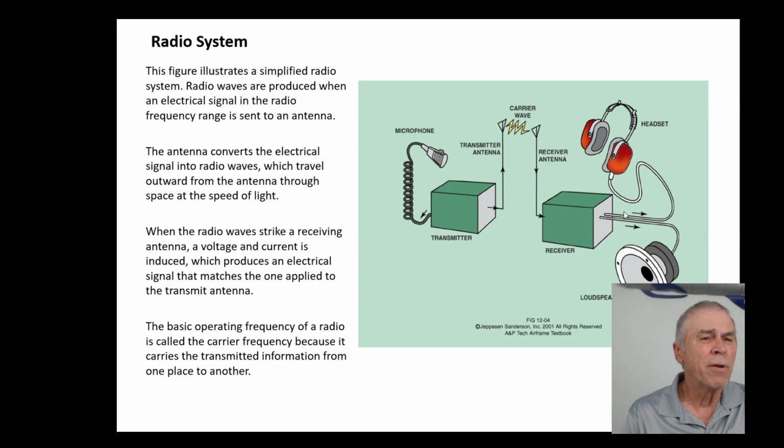The basic operating frequency of a radio is called the carrier frequency because it carries the transmitted information from one place to another.